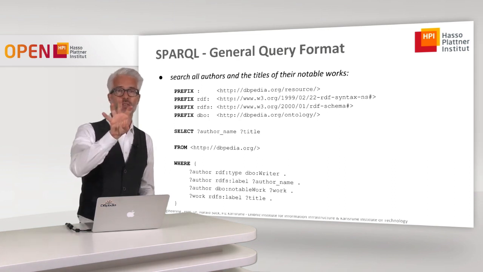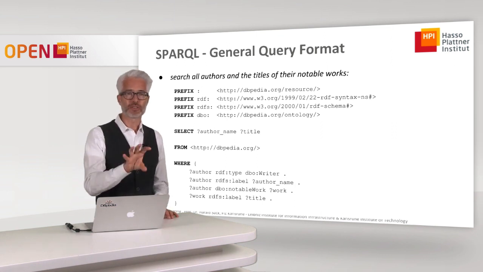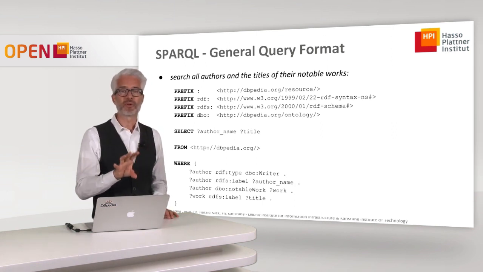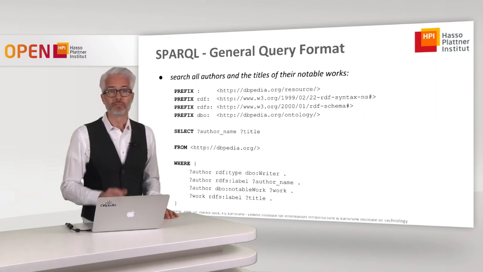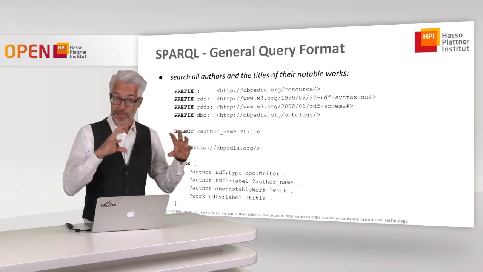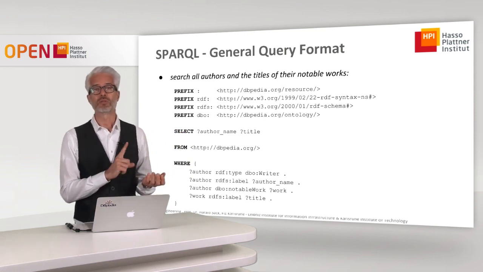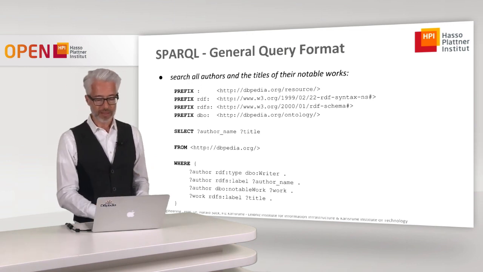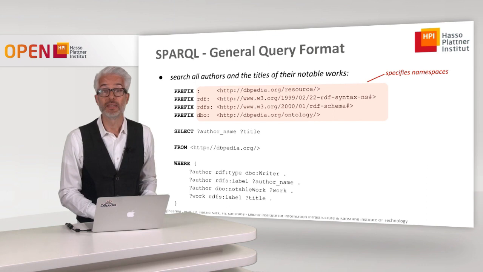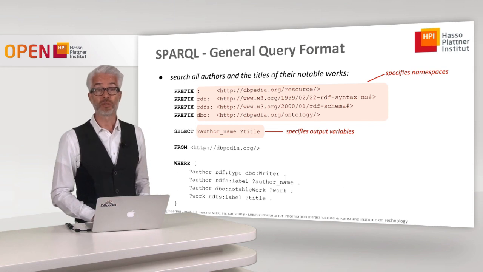What do we want to do here in this example? So this example is about searching all authors and the title of their notable works in DBpedia. So we are creating a select statement, and we want to have the author name, and we want to have the title. So these are the two variables that should be returned. But first thing, of course, here are the namespaces. Then here we specify the output variables which should be returned.